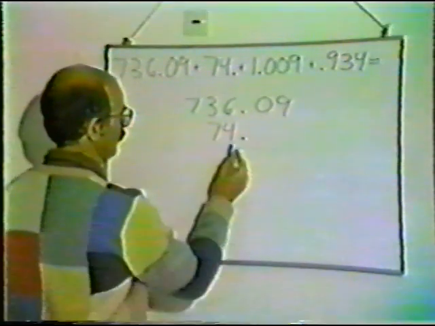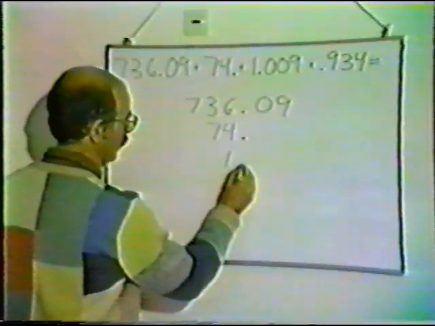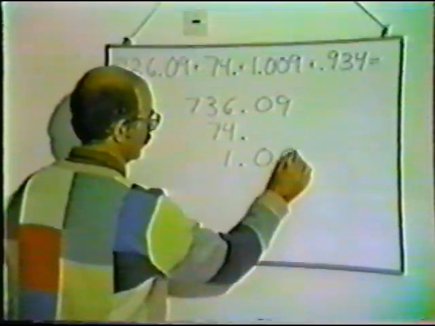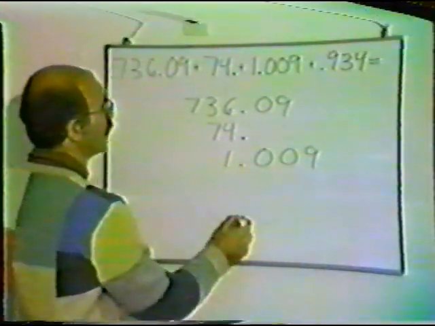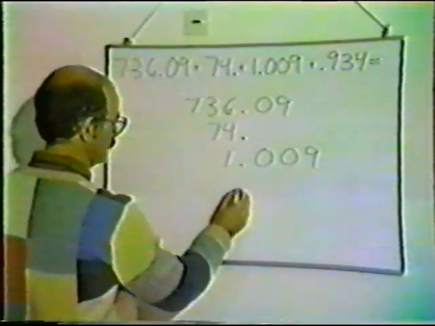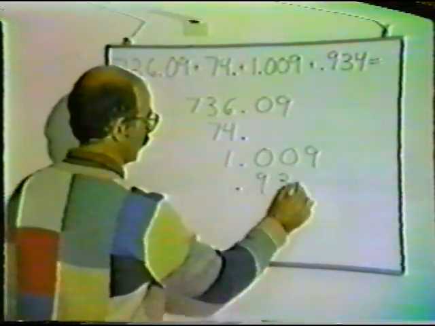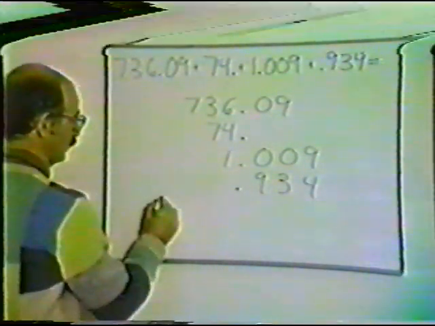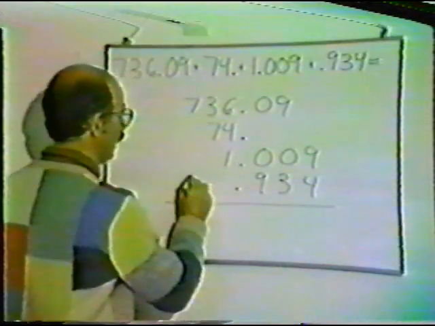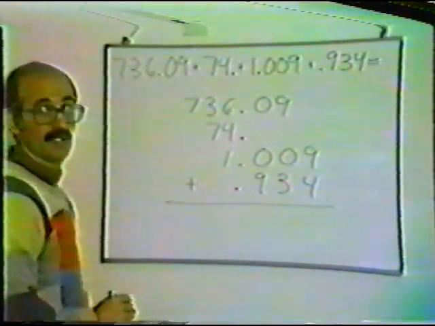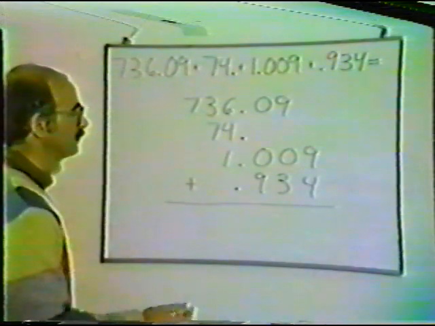Read the next number. 1 and 9 thousandths. And the last one. 934 thousandths. And you can see everything is perfectly lined up.